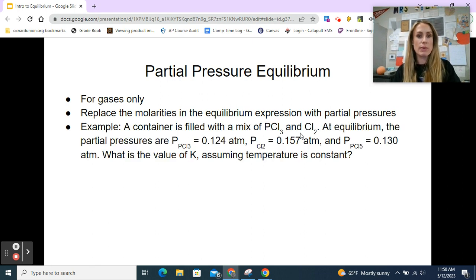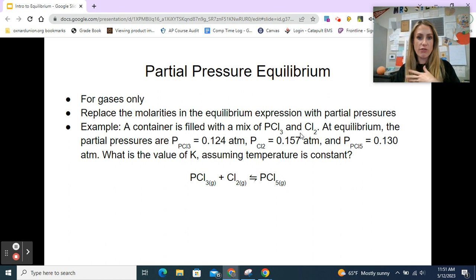So an example here would be a container filled with a mix of PCl3 and Cl2. At equilibrium, the partial pressures are 0.124 atmospheres for PCl3, phosphorus trichloride, 0.157 atmospheres for chlorine gas, and 0.13 atmospheres for the product, which is our PCl5, phosphorus pentachloride. Now we're going to see what the value of K is, assuming the temperature is constant. Here is our equation. It is balanced, so it's a 1:1:1 ratio.